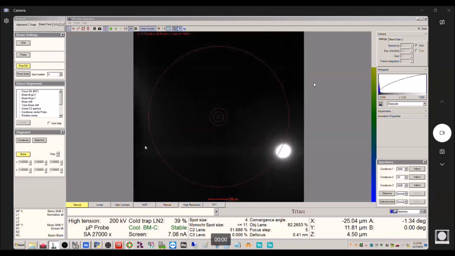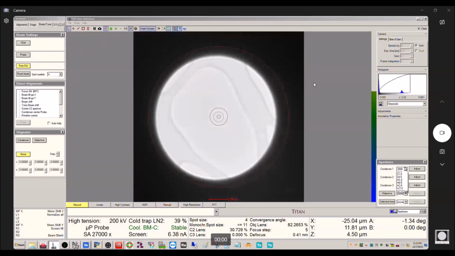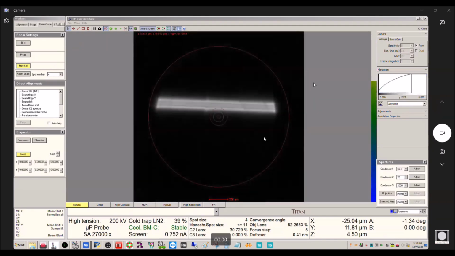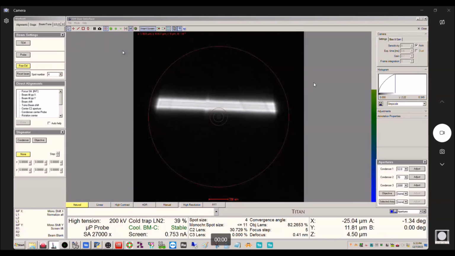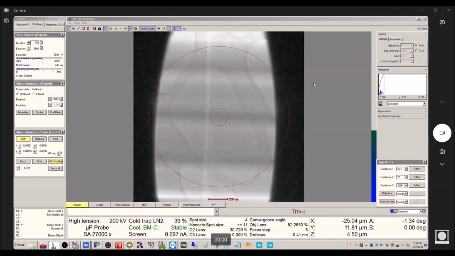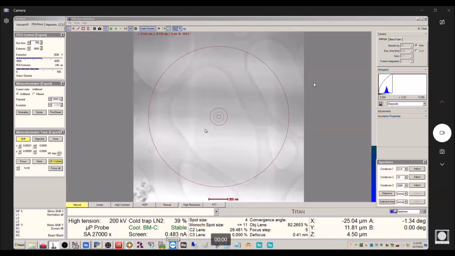Okay, and then what we have to do is put in a slit, it doesn't matter which one, and then we have to wobble the slit. Okay, so if we go back to right here, slit wobble. Now I'm going to use my C2 lens here to focus the slit.